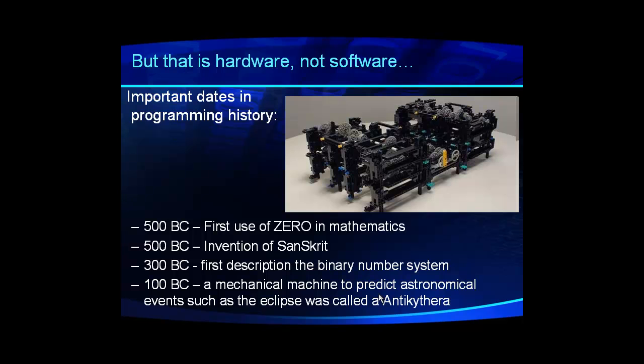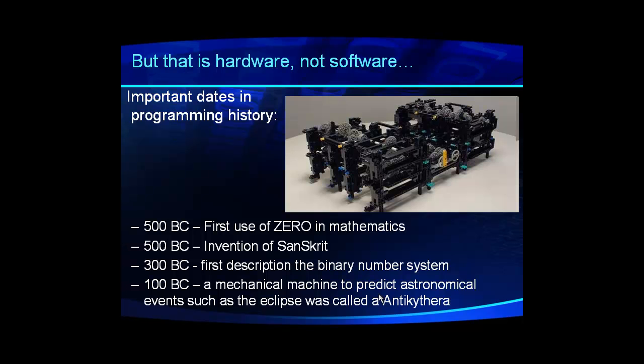So let's look at a couple of dates that are important. 500 BC was the first use of a zero in mathematics. 500 BC, Sanskrit was actually created. 300 BC, the first description of the binary number system. 100 BC, the mechanical machine to predict astronomical events such as eclipses.